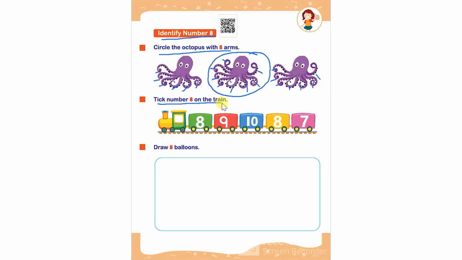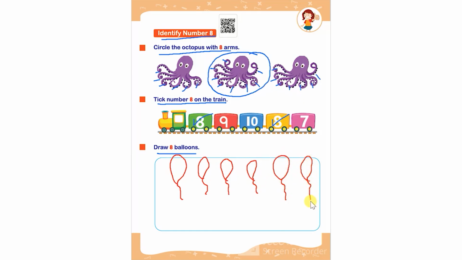Tick the number 8 on the train. So here the child has to put a tick mark on number 8 on the train. After that, draw 8 balloons. So here the child has to draw 8 balloons. 1, 2, 3, 4, 5, 6, 7 and 8.